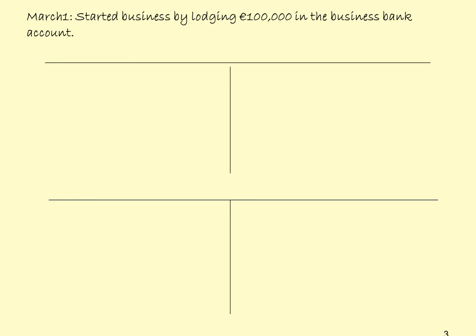Every transaction has an impact on two ledger accounts. On one ledger account, there will be a debit entry, and on the other ledger account, there will be a credit entry. So here we can see, first transaction, March the 1st, started business by lodging 100,000 into the business bank account. So the two accounts here will be, well, Patrick introducing money in, it'll be capital, and it's going into the business bank account, so the other account will be bank. So our two ledger accounts will be bank and capital.